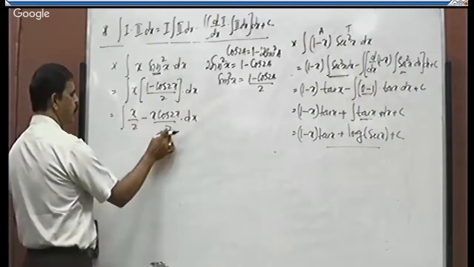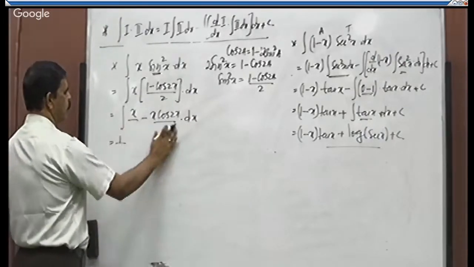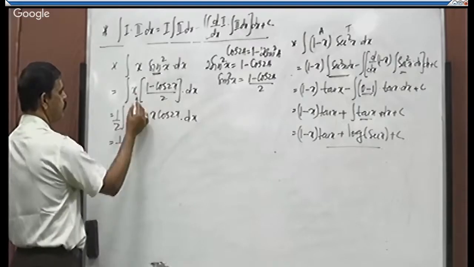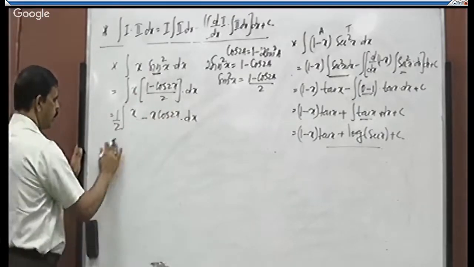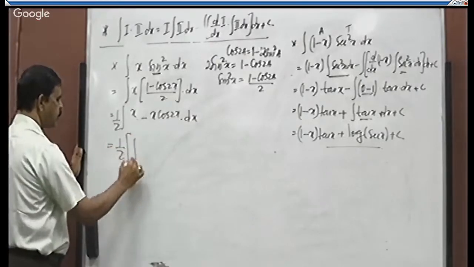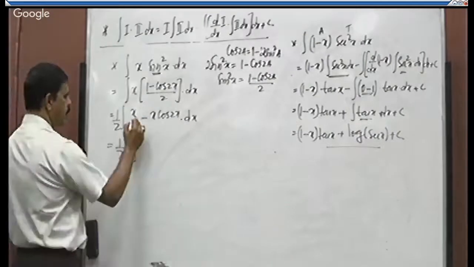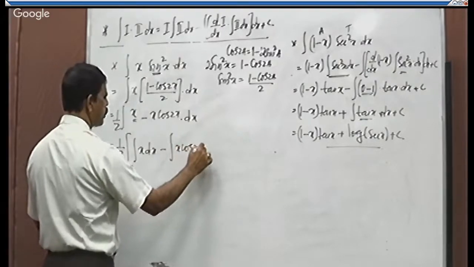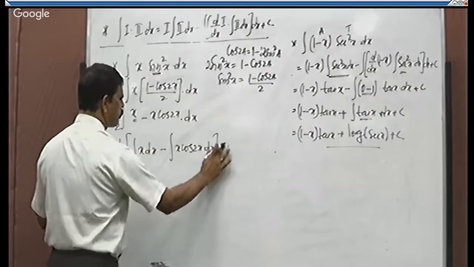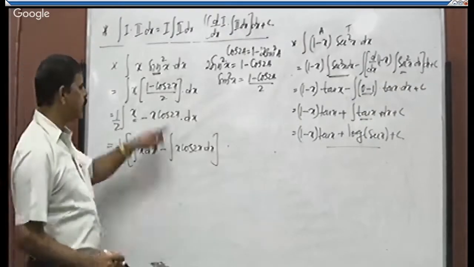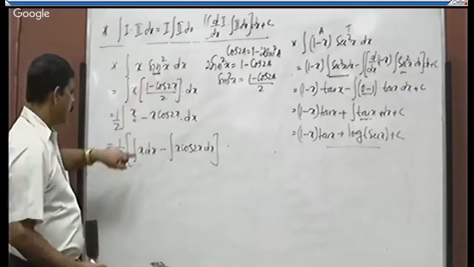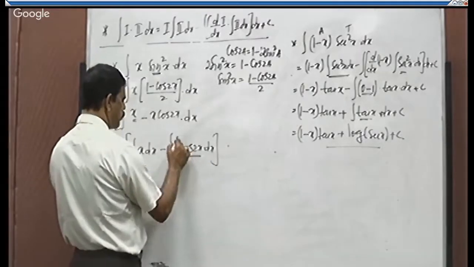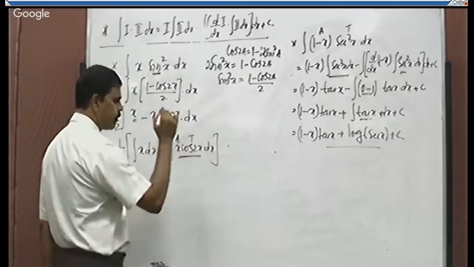Or you can take 2 outside, that is 1 by 2. You can directly take it as 1 by 2 into integration of 1 into x, x minus x into cos 2x dx. Again, integration is taken for both the first term and the second term. Integration of x dx minus integration of x into cos 2x dx. This is the way we have to simplify before directly taking into first and second function. We have integration for x, it is x square by 2, right? It has to be integrated by what? Integration by parts. So this is algebraic, this is trigonometry, right?